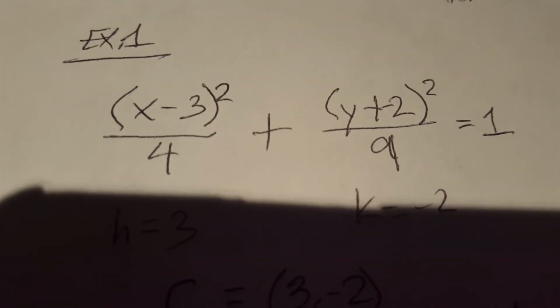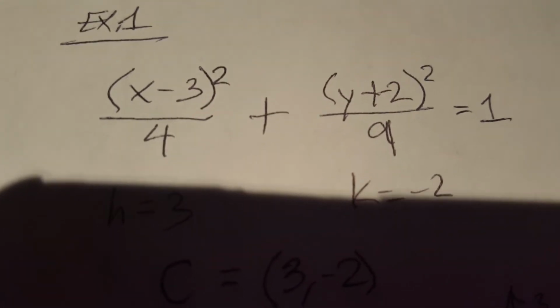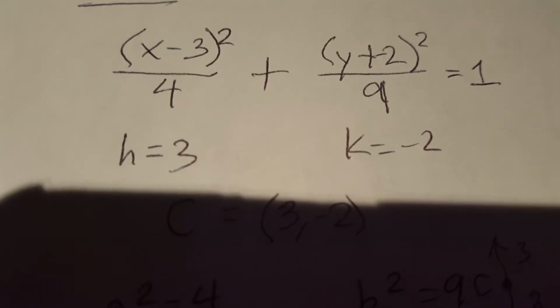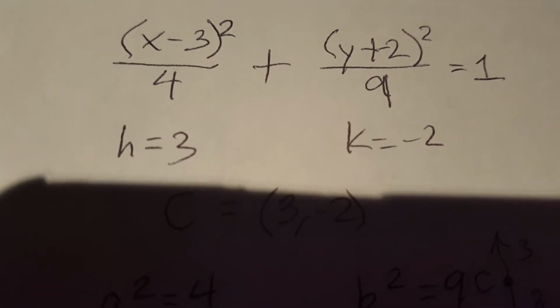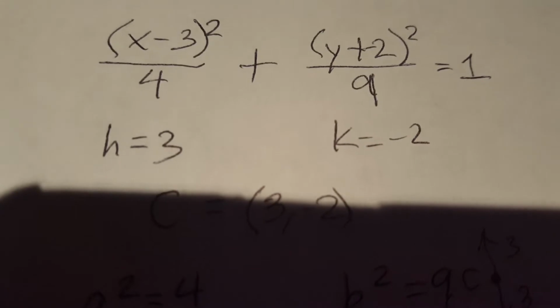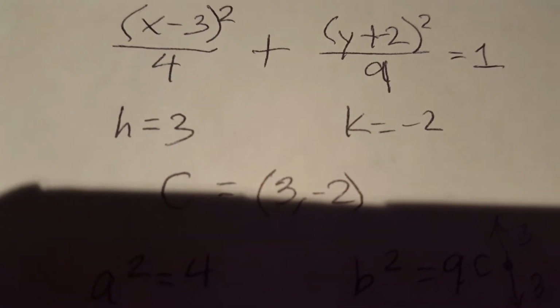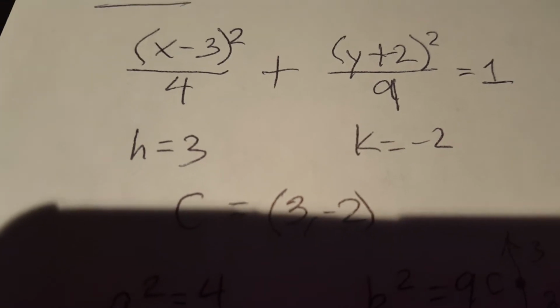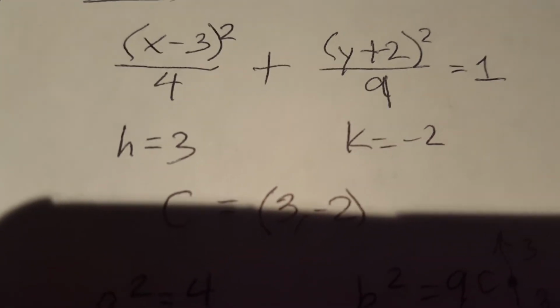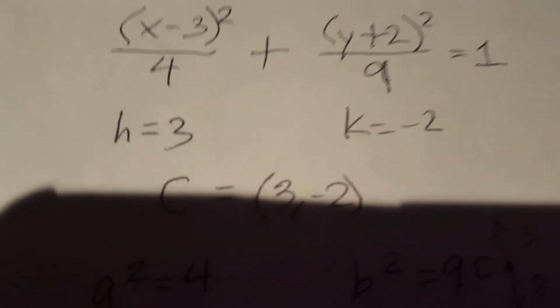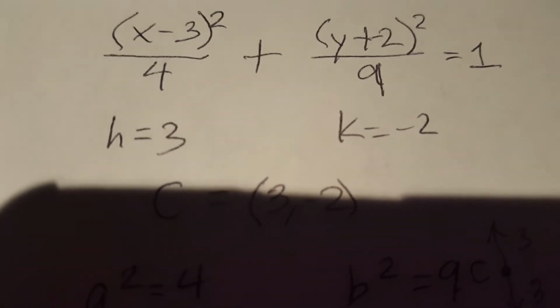Just kind of train yourself to look at the opposite. If you see minus 3, that means it's plus 3. If you see plus 2, then that means it's minus 2. Okay, both cases equal 1. In this case, your a squared is 4, your b squared is 9. The one under the y is bigger, so this is actually going to be an ellipse that is taller than it is long.